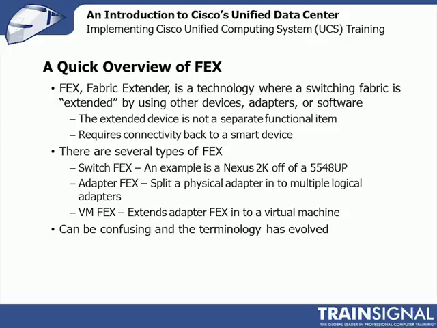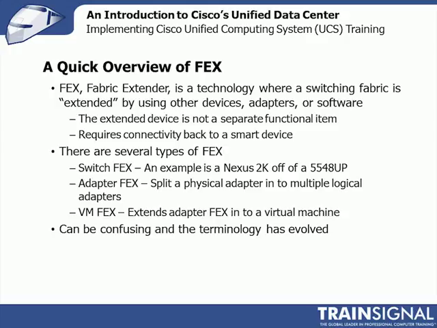So if I have a 5500 Nexus and a 2000 2K switch off of it, the 5K is using FEX, or fabric extension, to the 2K. The 2K is an extension of the 5K. There are several types of FEX. Switch FEX, the example that I just gave you.